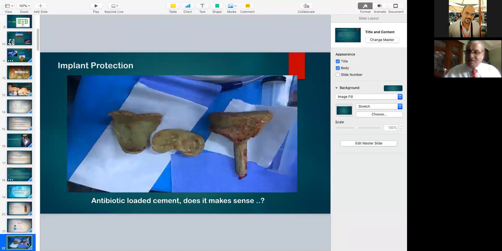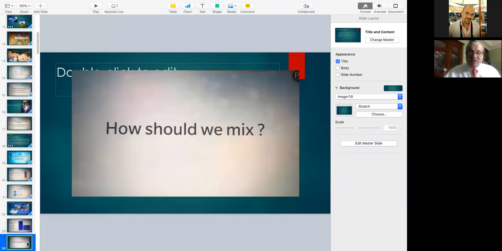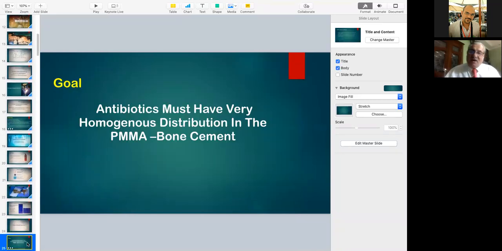Does it make sense to use it? And we also talked about the phenomena where the antibiotic elutes within the first hour by bulk diffusion, and the surface phenomena. Within 1 hour, the synovial fluid is full of the antibiotics. And we talked also about mixing it manually or by a special vacuum device. The most recommended goal is that the antibiotic must have homogeneous distribution with the powder.